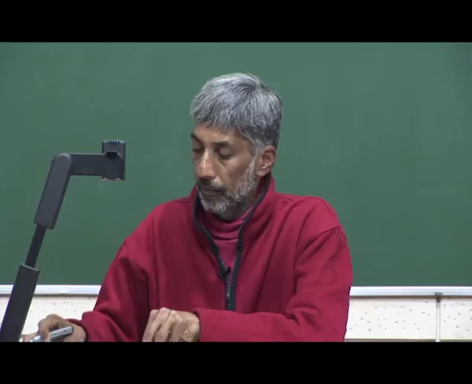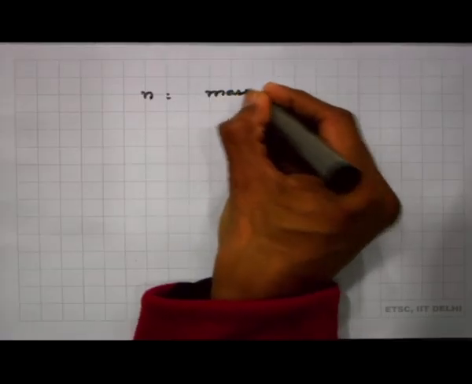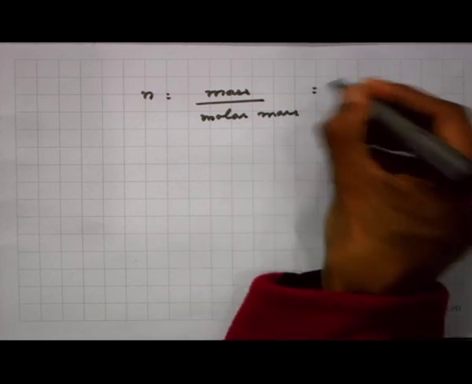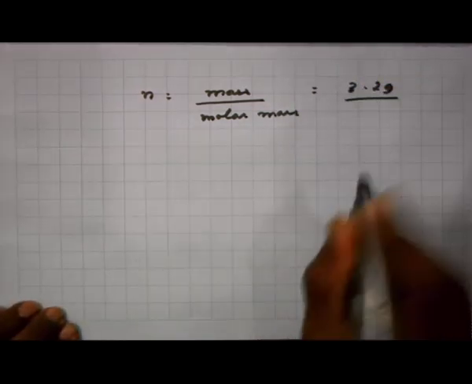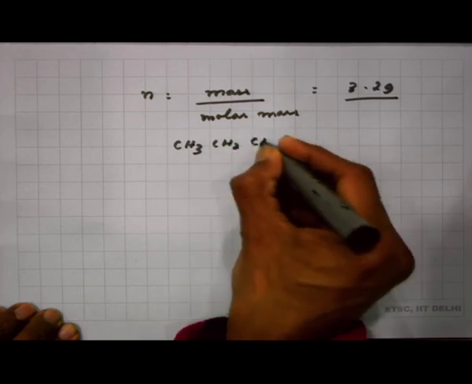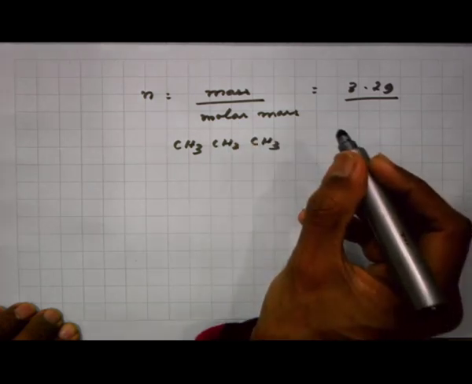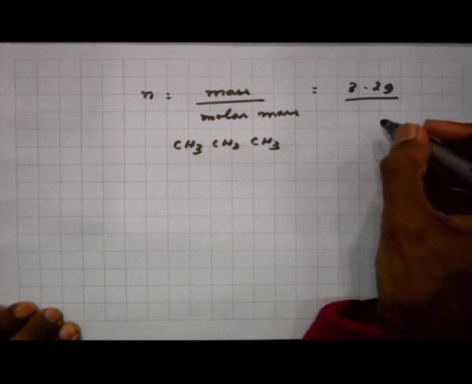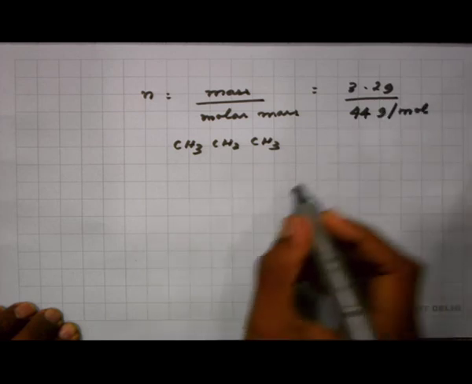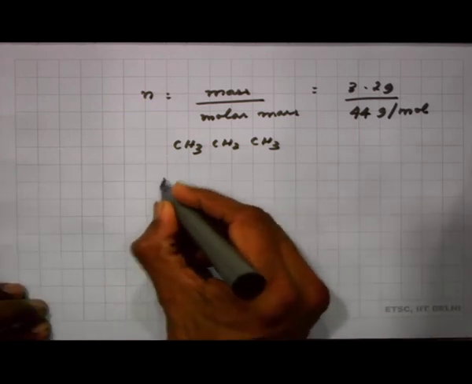So, the molecular mass of propane. How do we get n, which is what we need? n is mass divided by molar mass. So, this is 3.2 grams divided by molar mass, which, propane being CH3 CH2 CH3, is 15 and 15, 30, and 14, that is 44. That is the number of moles of propane, and we can now solve for the pressure.